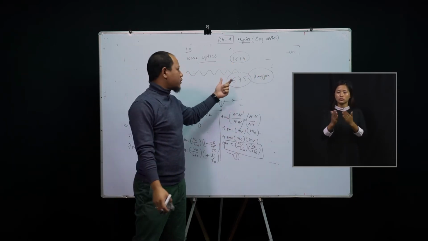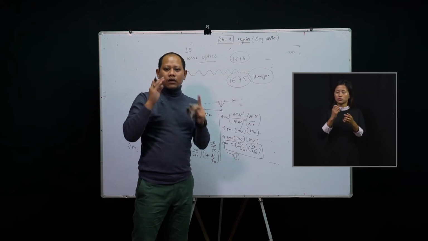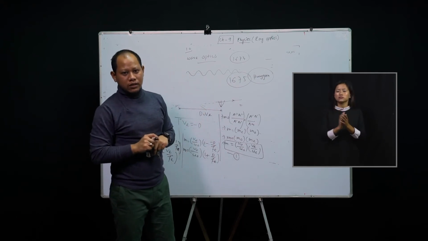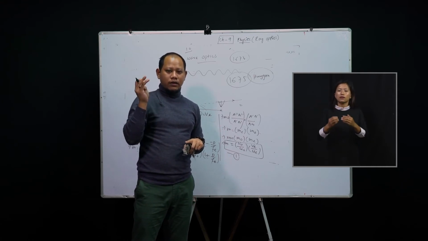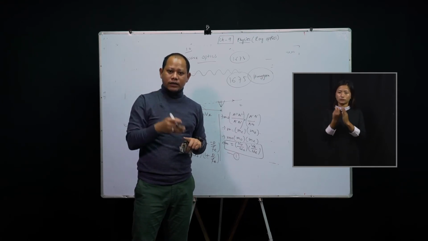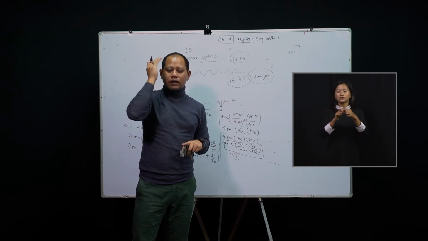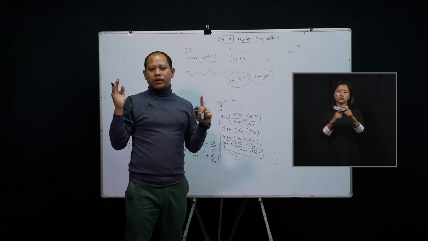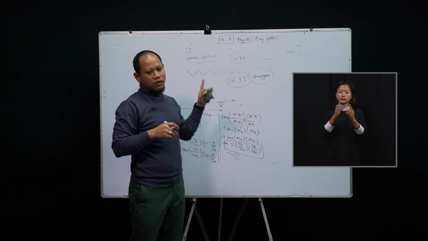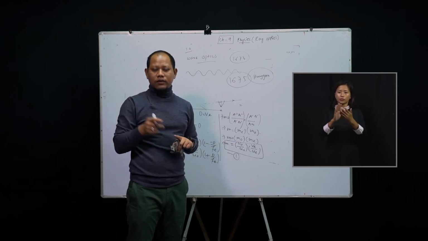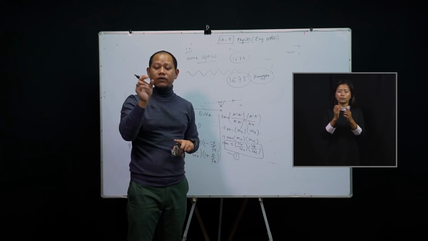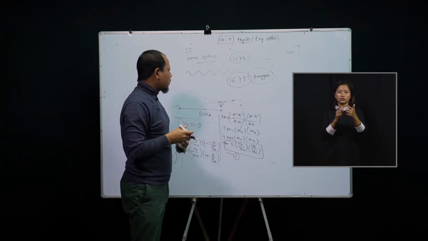Huygens is the first scientist who assumed that light has wave nature. By assuming light as wave nature, he explained reflection, refraction, as well as interference and diffraction. These four phenomena were explained by Huygens, but he failed to explain the phenomenon of polarization of light. So, next theory.